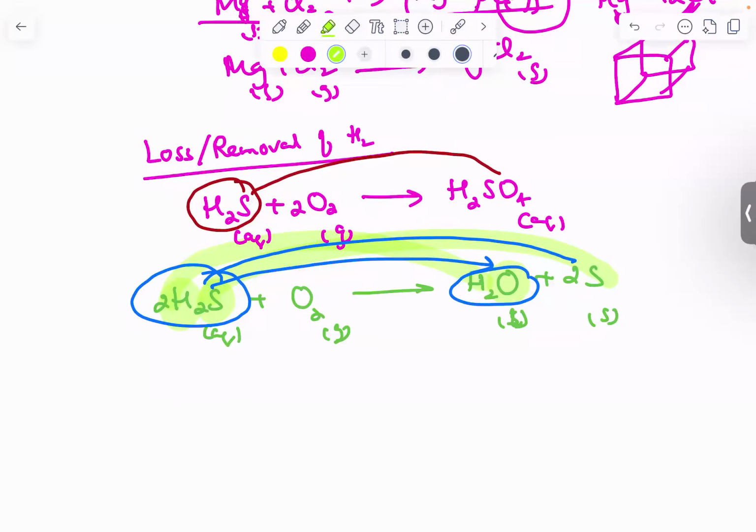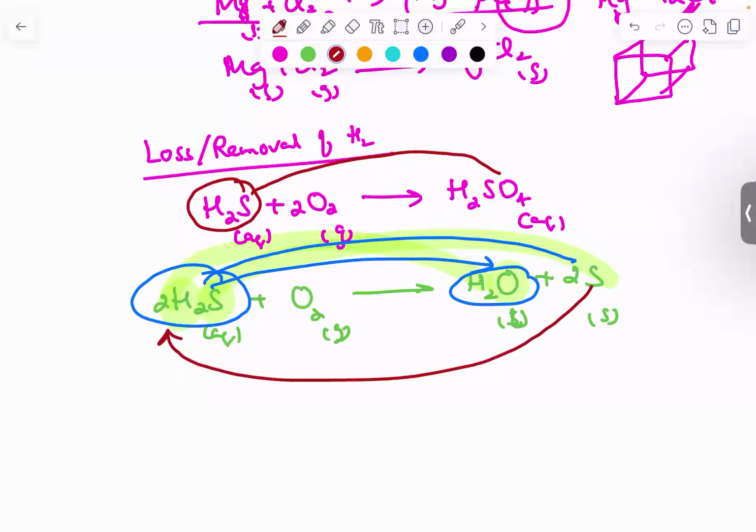So what has happened actually? Sulfur has lost hydrogen. Can you see that? Sulfur has lost hydrogen. So what is it? An oxidation. And hydrogen has gained oxygen. Hydrogen has gained oxygen. So this is somewhat oxidation. Is it clear? All right.